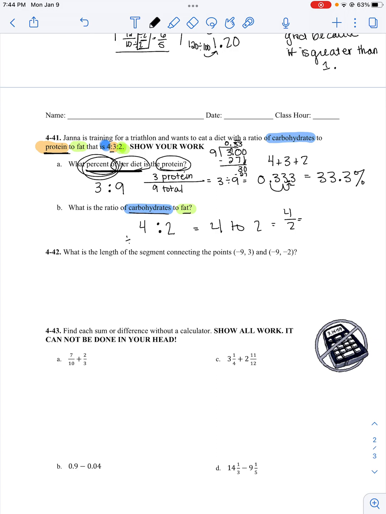I know that these are even numbers, so I'm going to divide by 2. I can reduce just the way I do with a fraction. 4 divided by 2 is 2. 2 divided by 2 is 1. So it is a 2 to 1 ratio of carbs to fat.